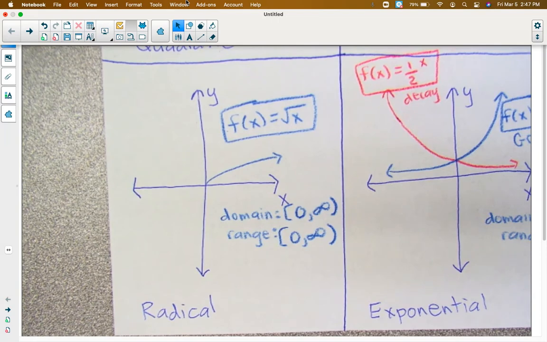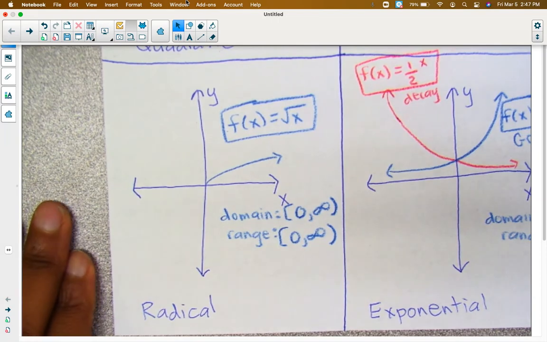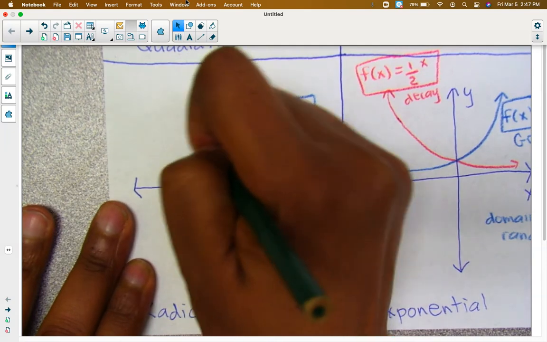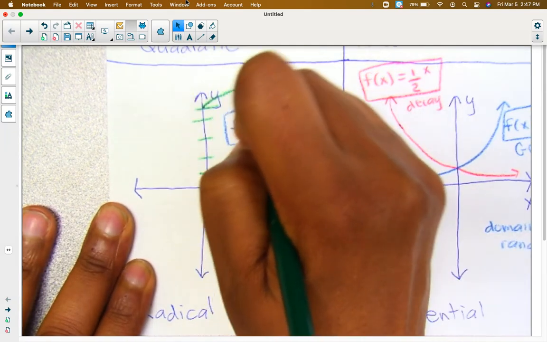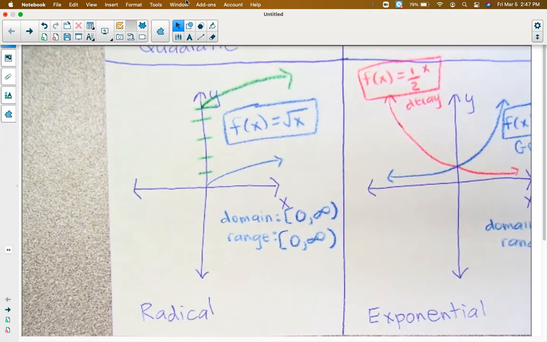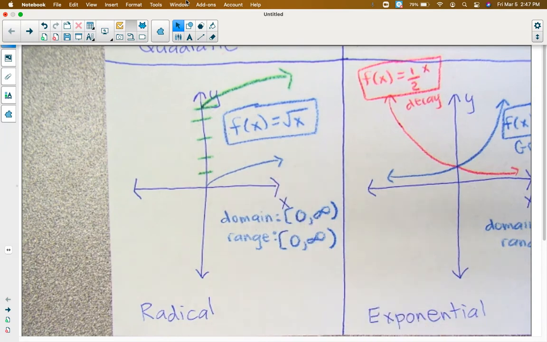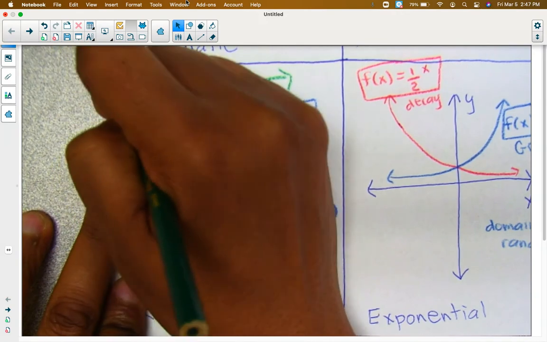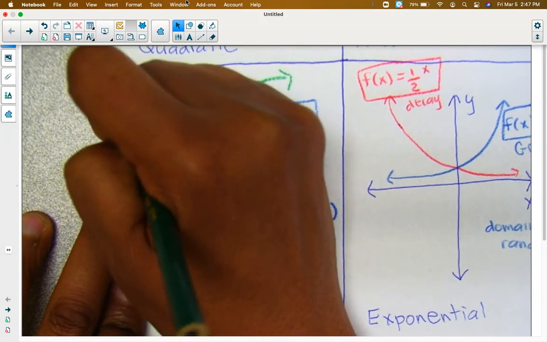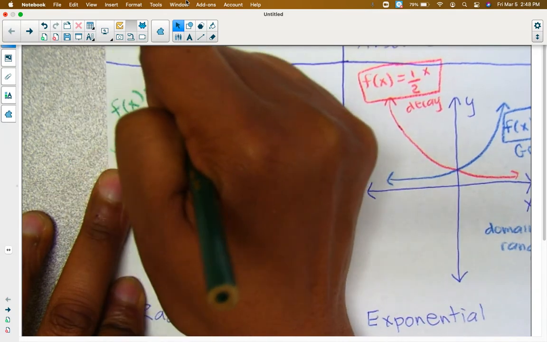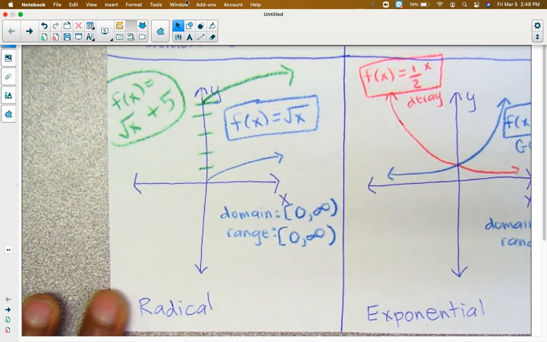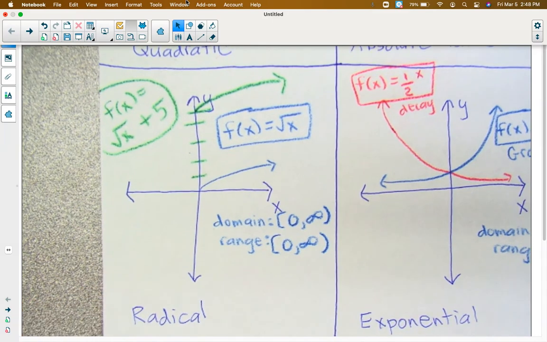Let's make it move up 5 spaces. So if I want to make it move up 5 spaces, 1, 2, 3, 4, 5. Now my branch is going to look something like that, what I've drawn in the green. So we started down here at 0 and we moved up 5 spaces. So now my new equation is going to be f of x equals the square root of x plus 5. And make sure that plus 5 is on the outside. So I made the whole thing move up 5 spaces. So make sure that your 5 is on the outside. So that's a radical function.